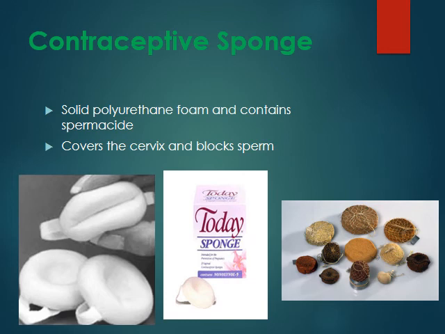The Today Sponge, I don't even know if these are still on the market. So the Today Sponge is the not natural one, and then yes, we do have this natural sponge stuff over here. The Today Sponge is a polyurethane foam, and it contains spermicide. It covers the cervix and blocks the sperm. It went through a period of time where they had a lot of toxic shock from these. So that's why I don't know if they're still on the market. I'm going to have to check. Then you have these sponges, which have varying levels of effectiveness because they are truly sponges right from the ocean. Yes, they are.